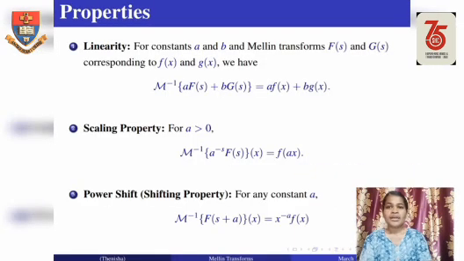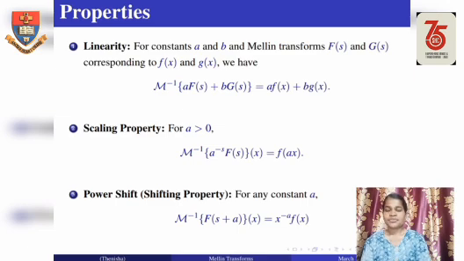Basic properties for inverse Mellin transform. 1. Linearity. For constants a and b, the Mellin transforms F of s and G of s corresponding to f of x and g of x, we have Mellin inverse of a into F of s plus b into G of s equal to a into f of x plus b into g of x. 2. Scaling property. For a greater than 0, we have Mellin inverse of a power minus s into F of s of x equal to f of ax.